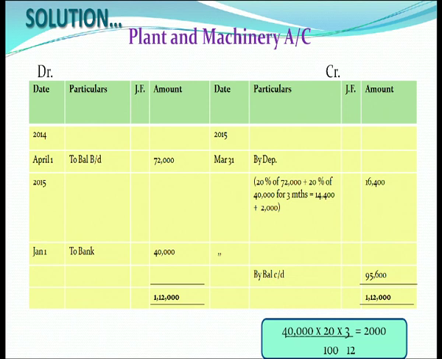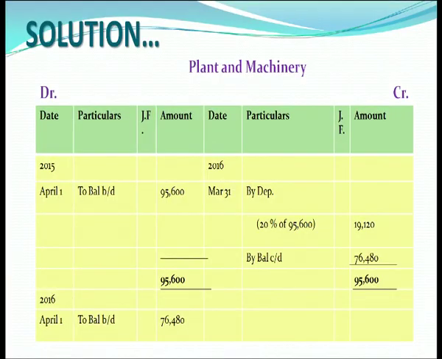And again, we close the books of accounts and we get the amount of 95,600. And the same would be brought in 2015 for 1st April, the same amount, 95,600. And now on this, we would be charging an amount of 20% of 95,600, which is 19,120. And we calculate the carried down balance, which is 76,480.